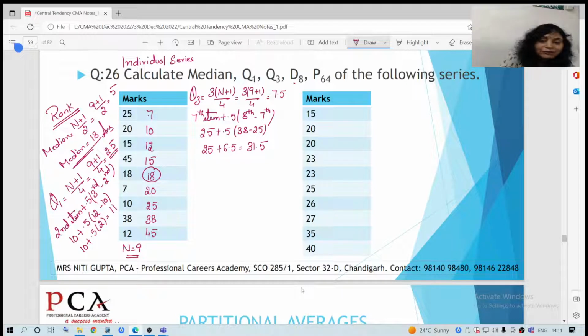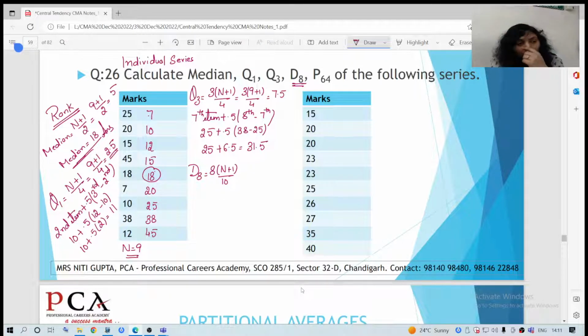Next we have to find D8. D8 is 8 into n plus 1 by 10. The denominator always mentions the number of parts. If it is a quartile, the denominator is 4. If it is a decile, the denominator is 10. And if it is a percentile, the denominator is definitely 100. So 8 into 9 plus 1 by 10 is equal to 8. This is an integer value. So the 8th item is, this is 5th, 6th, 7th, 8th.